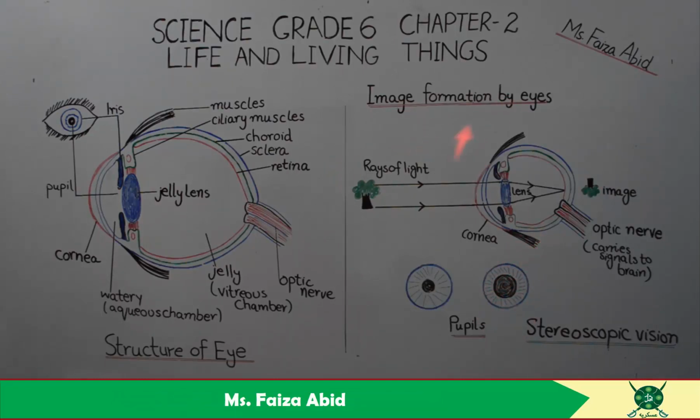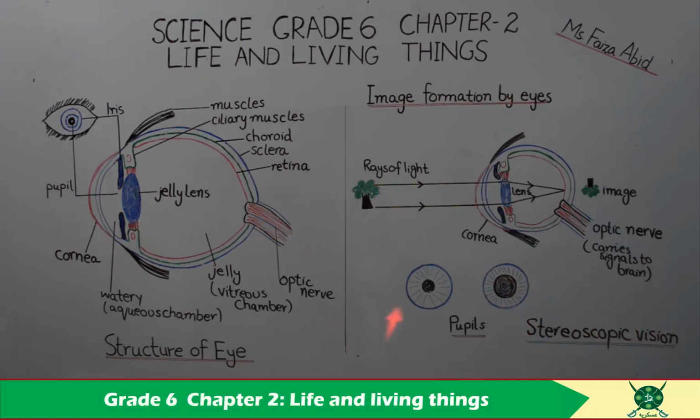So I hope you have understood how an image forms by the eye. Now, what is stereoscopic vision? We know that we have a pair of eyes. The images from both eyes are combined by our brain, and we see a 3D image of an object.